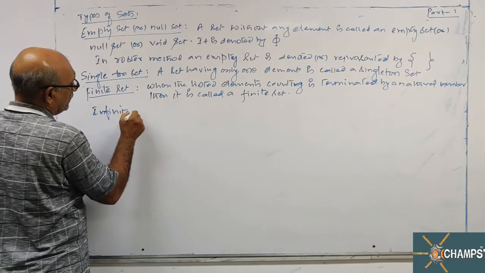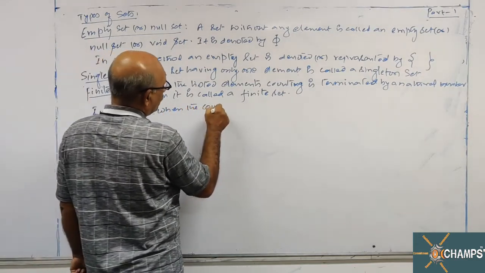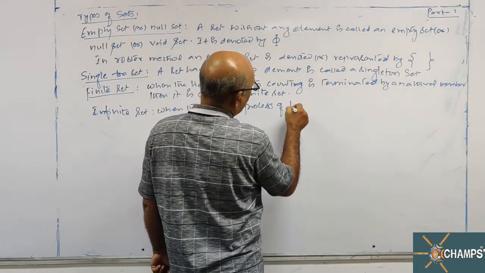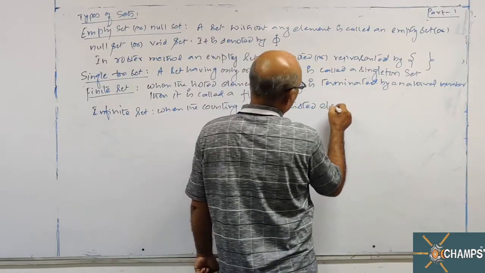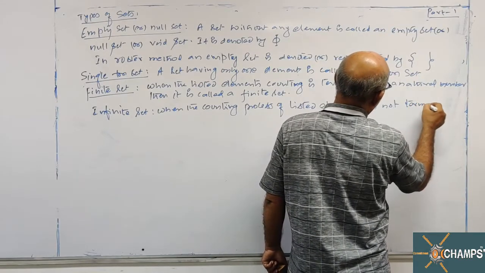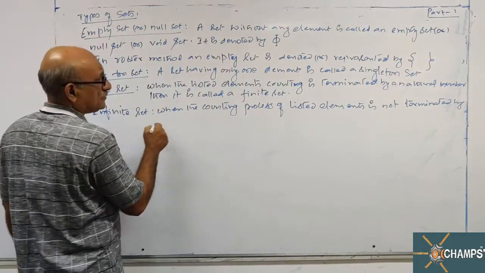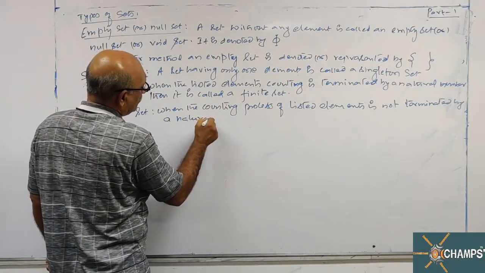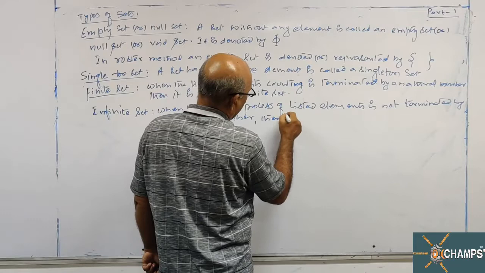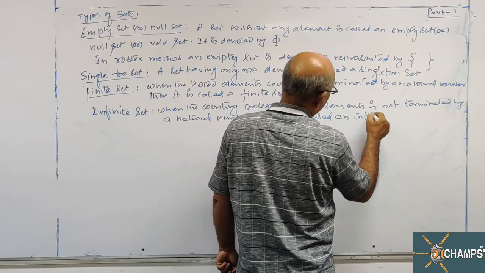Next one is infinite set. When the counting process of listed elements is not terminated by a natural number, then it is called an infinite set.